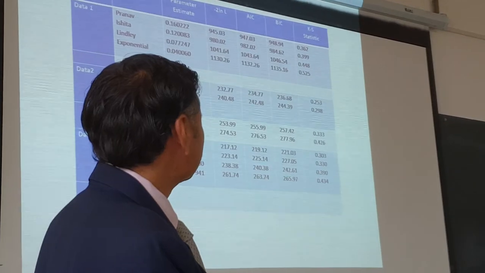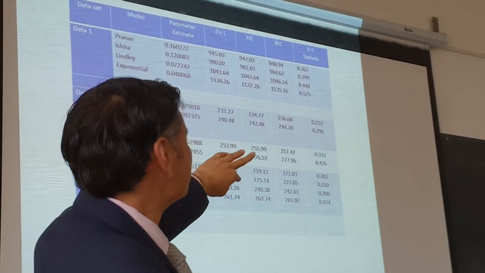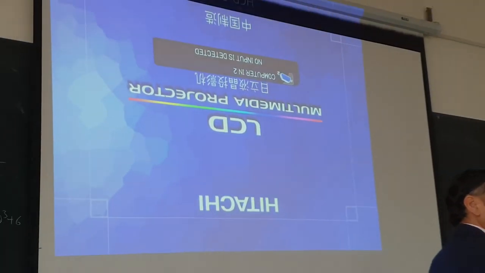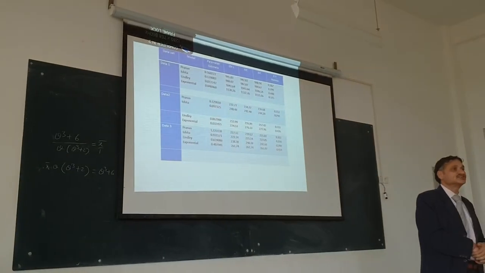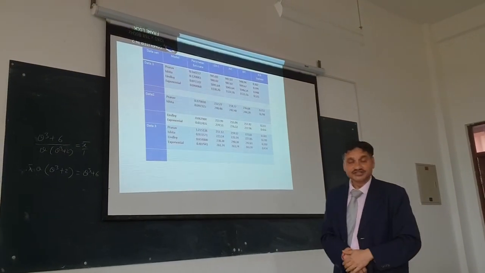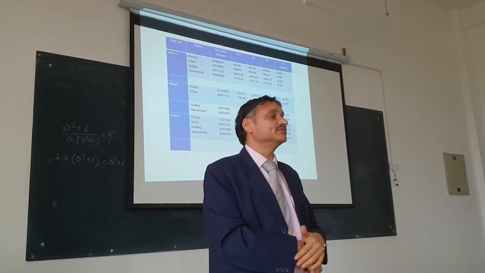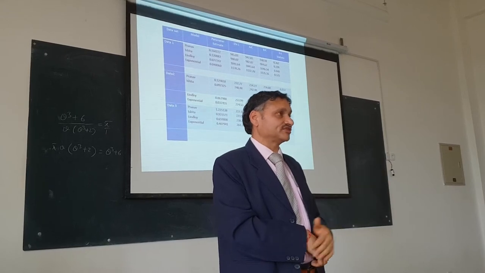Even the KS statistic I also used here. So it's minimum for the Pranav distribution. So you can say the Pranav distribution is better in comparison to the others, and it can be used especially in reliability, as a lifetime distribution.